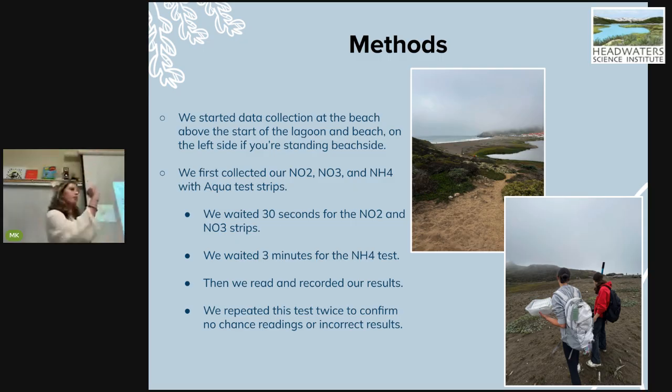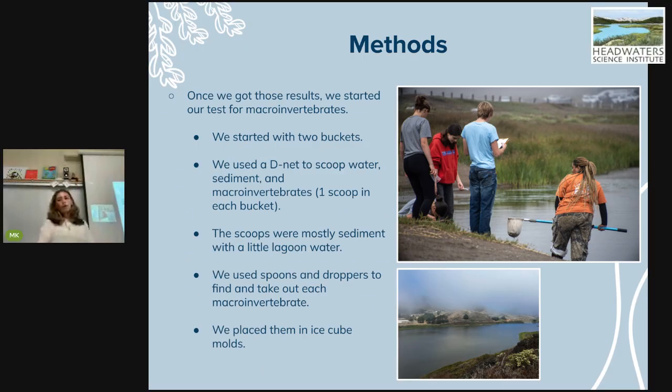We would wait for those 30 seconds to pass, and then we would compare it to our chart and see the levels. And then NH4 was a little bit longer, but we would do the same beginning: scoop a fresh cup of water, dip it in, swirl it for a few seconds, and then we would lay it out for 3 minutes to wait for that test to be completed. Our test strips were tested in ppm, so that was the unit for all of our data. And then we did these tests twice per location, so we had 2 of each test at each location to make sure that our results weren't just based on coincidence or were just a little bit flaky.